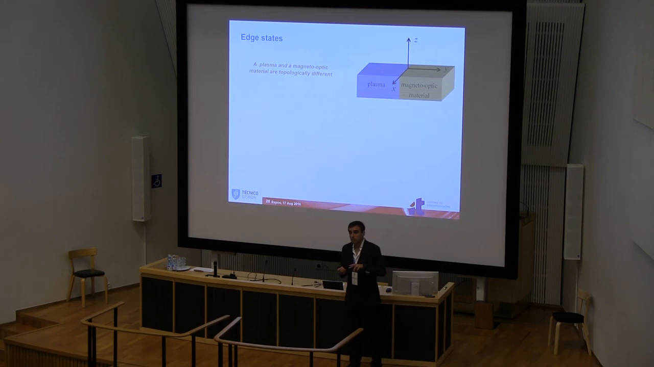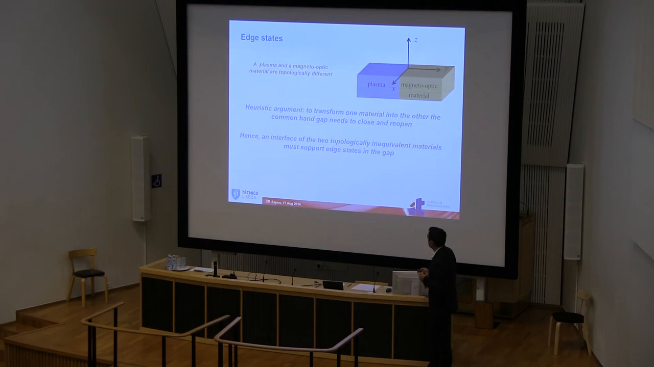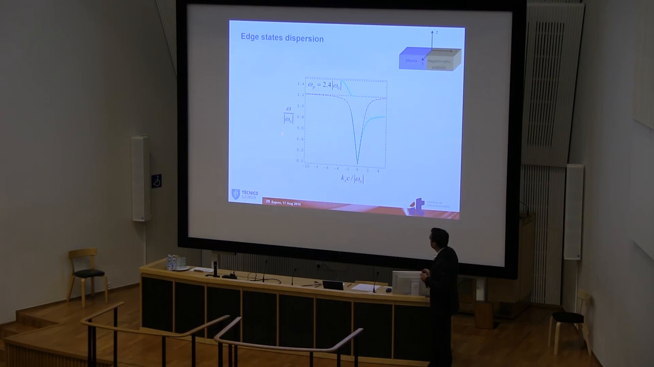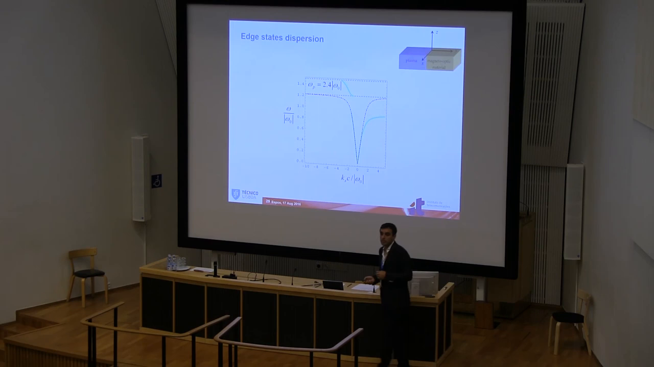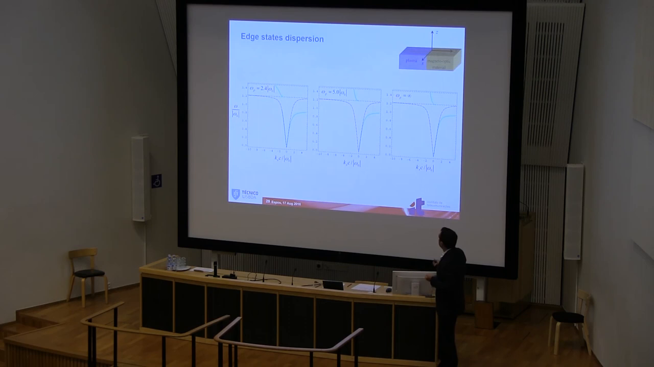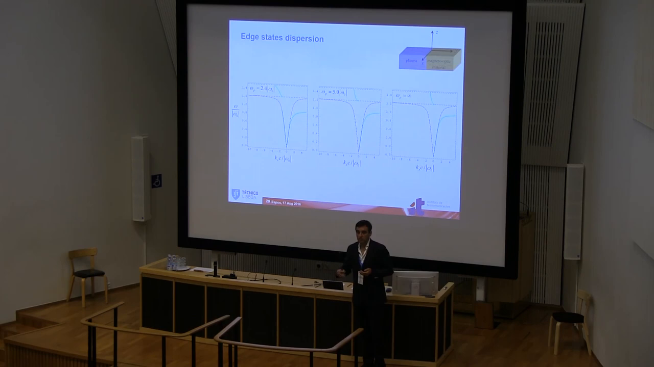And this actually happens. Here I'm showing you frequency versus wave vector, for propagation along this direction, and this is the band gap where you don't have propagation in this material and also in this material, so this is the common band gap. This is the band structure of the magneto-optic material, so we don't need it. And this is the edge state. You see that we have edge states propagating along the gap, and they are unidirectional. In this case, they only propagate to the left, and they are gapless, as they should be. So we get this example. And for other values of omega p, we get something similar. So we can have this bulk-edge correspondence and make it work.